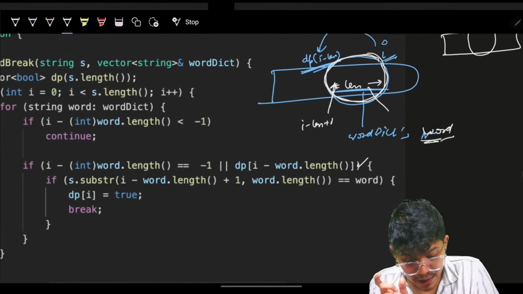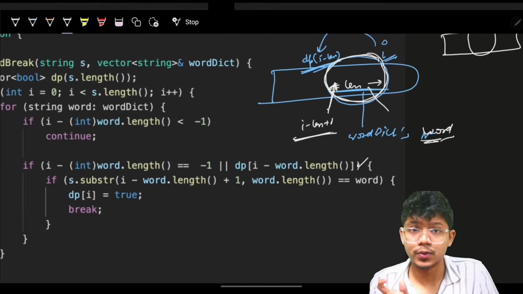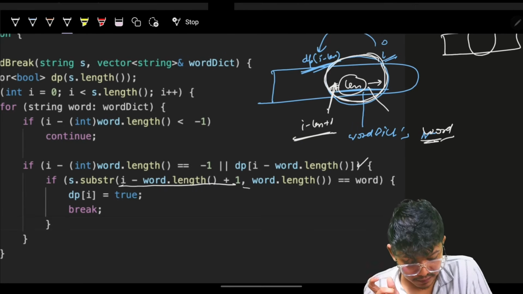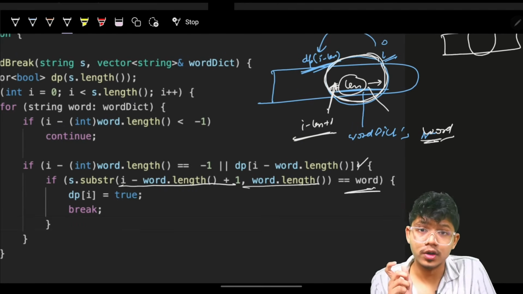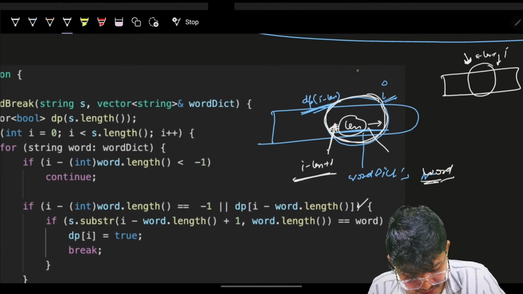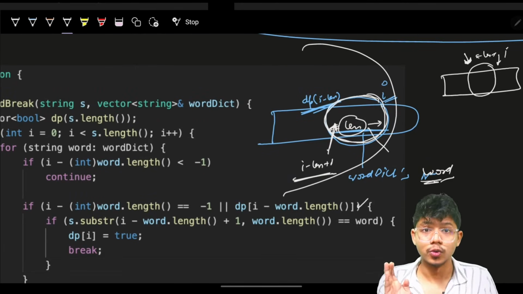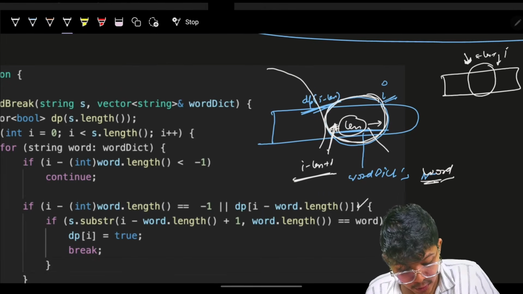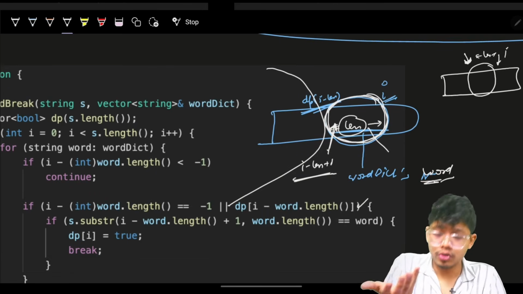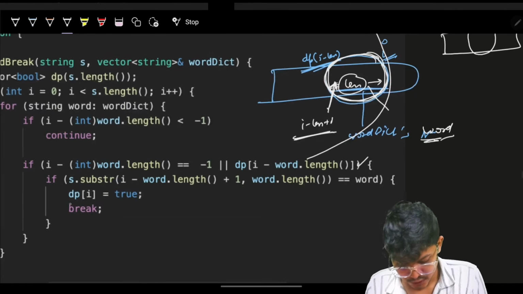So here I will have to figure out the first character, which will be I minus length plus 1, and the length will be length itself. With this length, it should match my word. If it is matching, voila, I can also say that my DP of I can be formed, which means DP of I is true, because I know that DP of I minus length is true. This specific word is also in my word dictionary, so for sure my DP of I is also true.